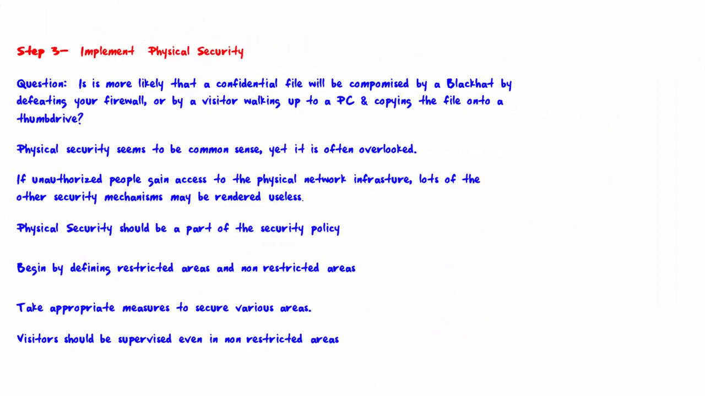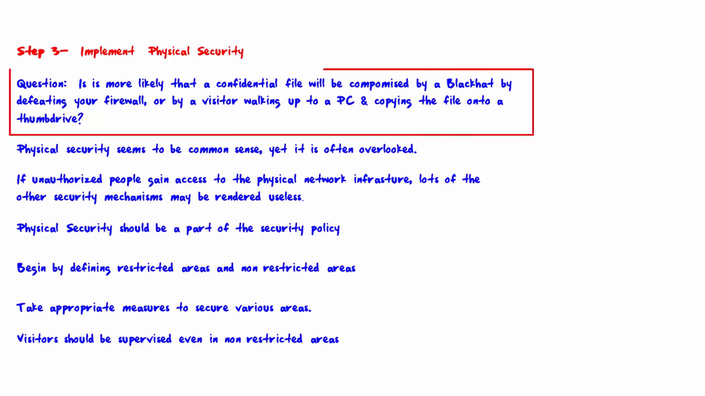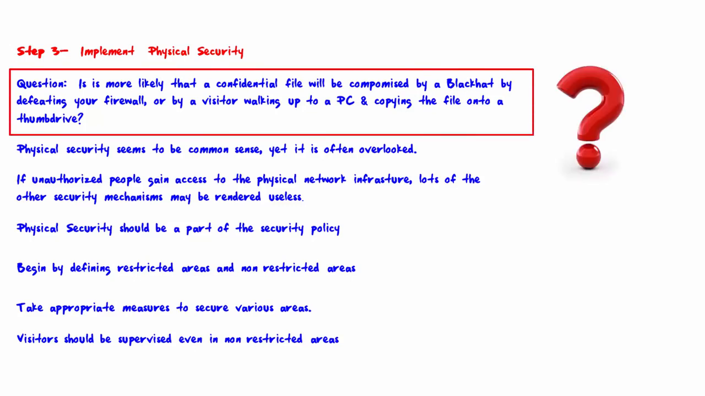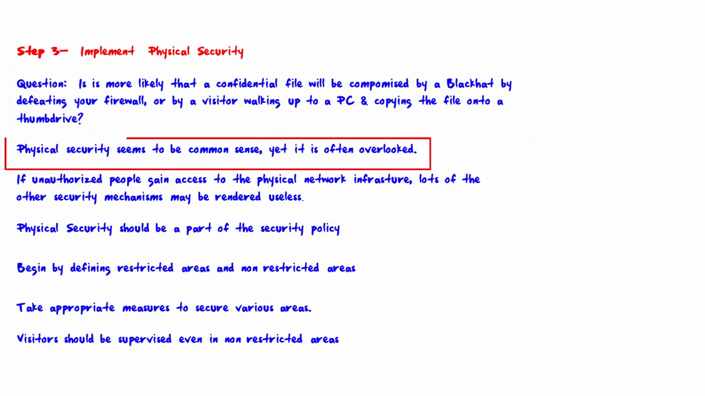Welcome to step 3, implement physical security. We start with another question. Is it more likely that a confidential file will be compromised by a black hat by defeating your firewall, or by a visitor or black hat walking up to a PC and copying the file onto a thumb drive? In general, the answer is the latter, which underscores why you need to implement physical security.